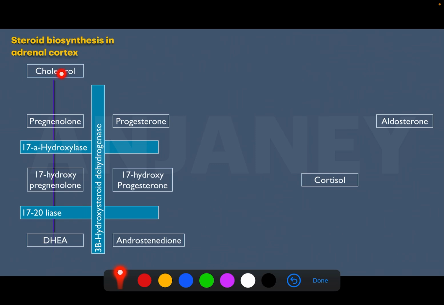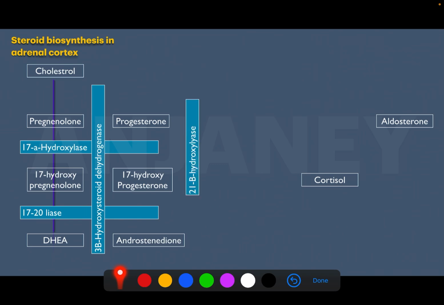So what happened was cholesterol first converted into pregnenolone. From here it goes like this. This enzyme is converting both of these into this, and this with the help of hydroxylase is converted into hydroxyprogesterone, and this hydroxyprogesterone with the help of lyase is converted into androstenedione. So now I made these two hormones, but I want this cholesterol to make aldosterone and cortisol.